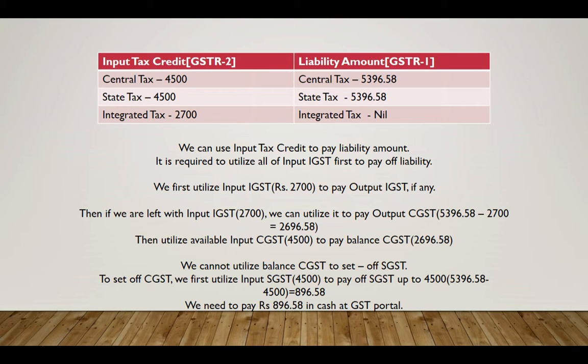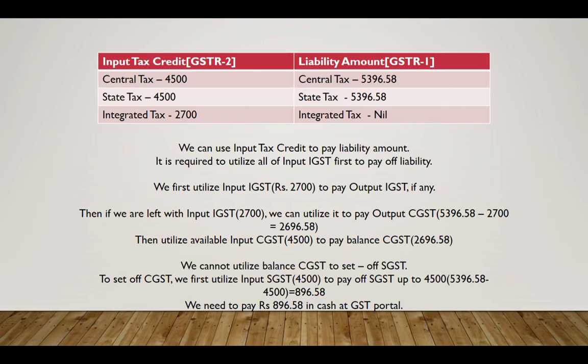So what are the rules? The first and important rule is that we first need to fully utilize the input IGST to pay all the taxes. Only after the input IGST gets exhausted can you use CGST input tax credit and SGST input tax credit to set off the liability amount.